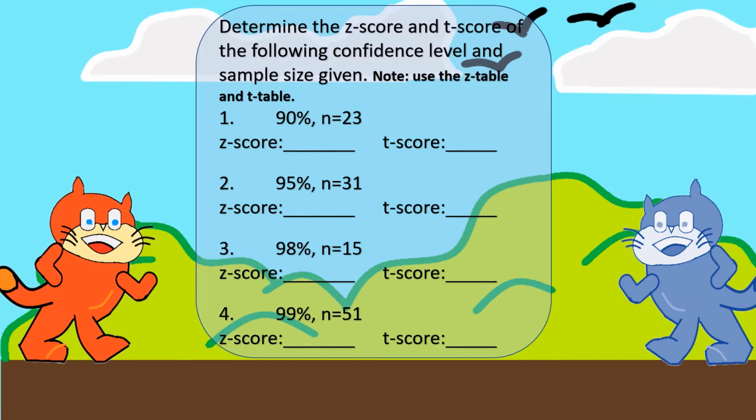Number 1. 90% confidence with n equals 23. Number 2, 95% confidence with the sample size of 31. Number 3, 98% confidence with n equals 15. And number 4, 99% confidence with n equals 51.